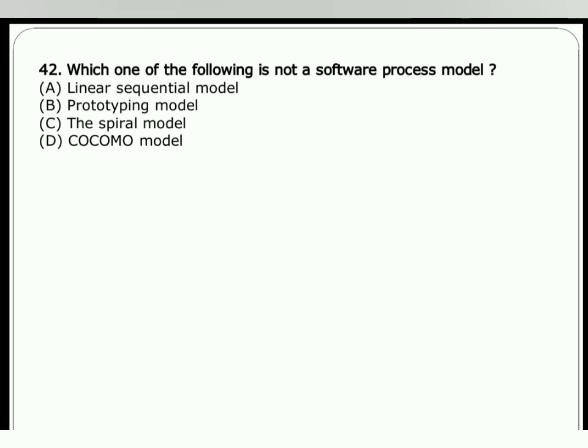Which one of the following is not a software process model? Linear sequential model, prototyping model, the spiral model, COCOMO model. Linear sequential, prototyping and spiral models are software process models, whereas the COCOMO model, that is called constructive cost model, is a procedural software cost estimation model developed by Boehm.